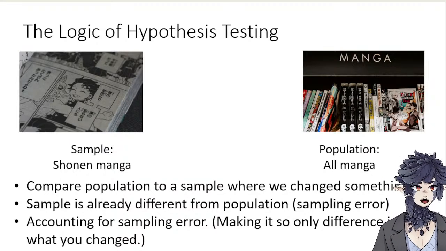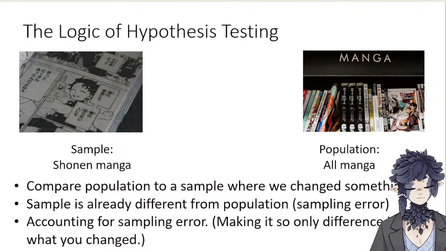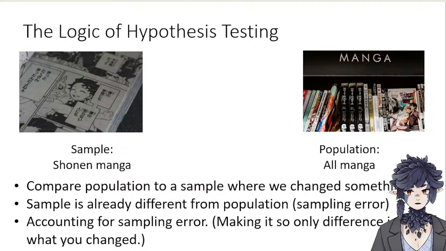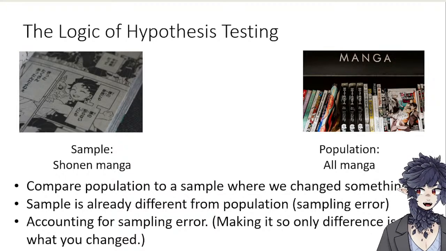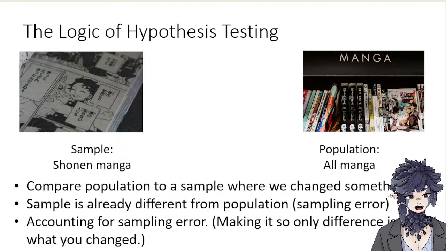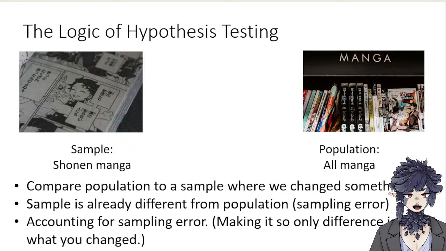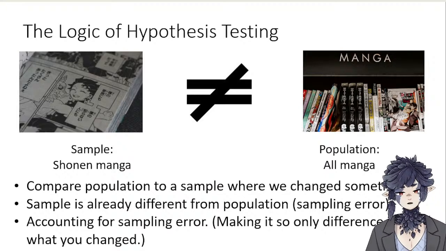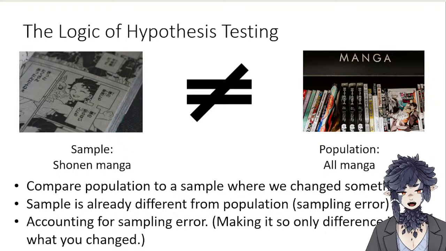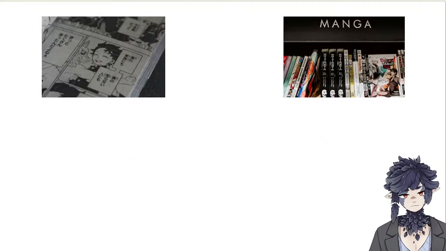We already know that whatever sample of shonen manga we have will be different from the population of all manga because it's not the population. So we want to make sure that the only difference between the two is the genre. We want to make sure that it's not just the fact that we have a sample versus a population. We want to make sure that the difference in length is actually real. That's the goal.